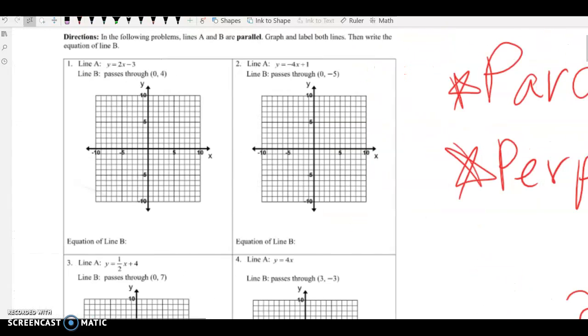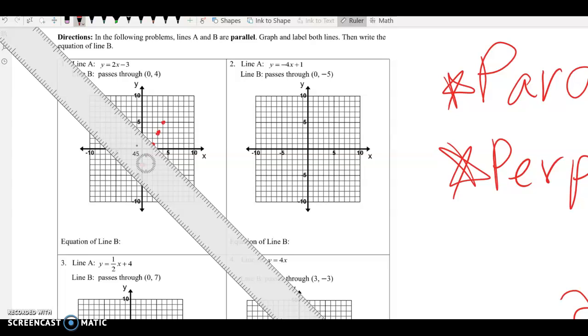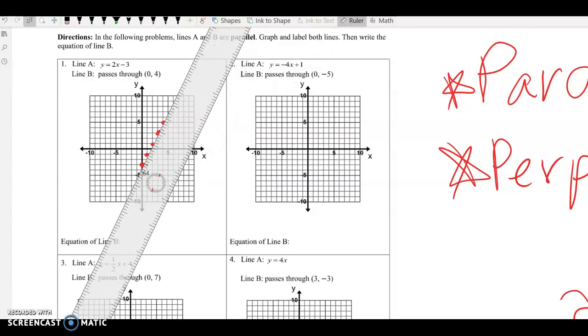Okay, so let's look at line A. It says directions in the following problems, lines A and B are parallel. Graph and label both lines. Then write the equation of line B. So if I start with line A, here at -3 on my y-intercept, I know I'm going up 2 over 1, up 2 over 1, up 2 over 1. So there's line A. I'm going to grab my ruler and get my straight edge.